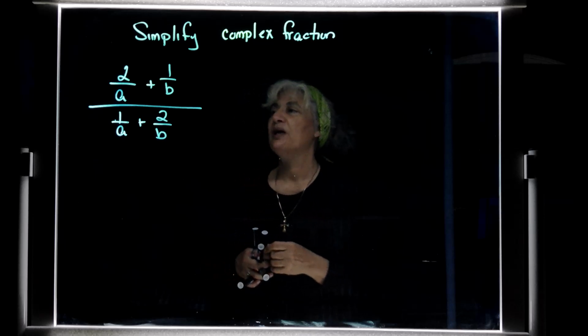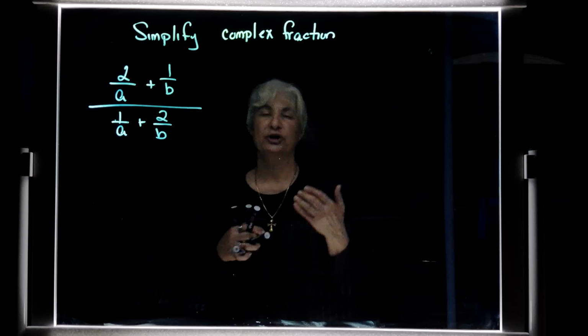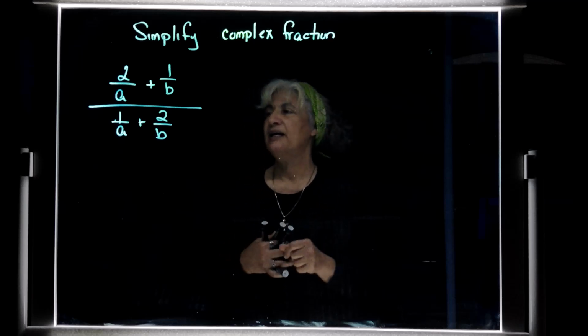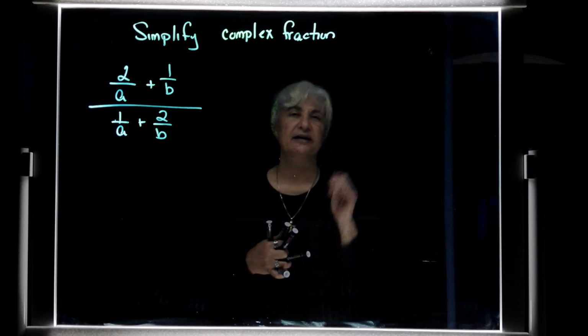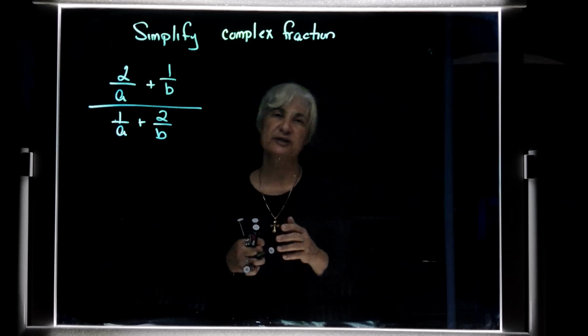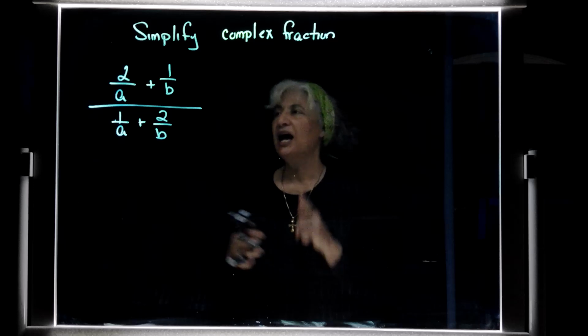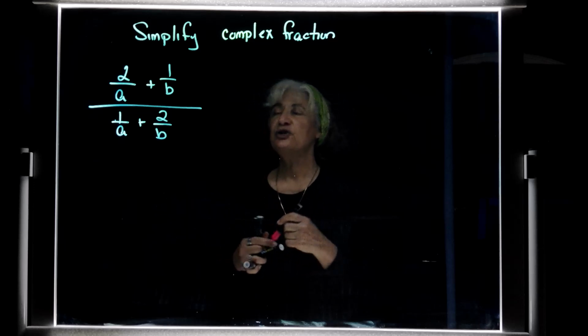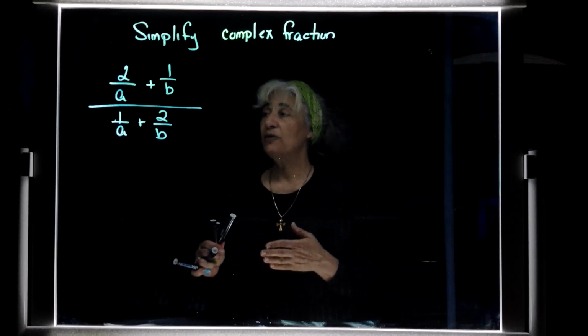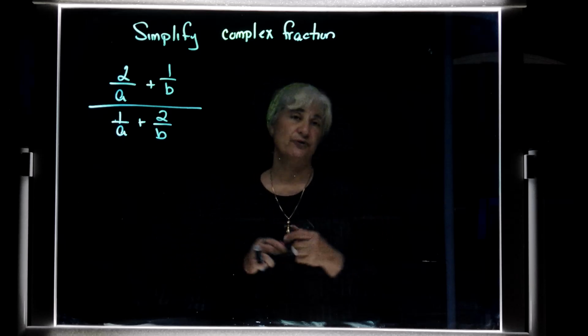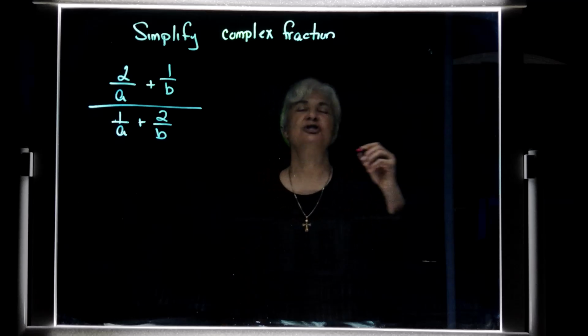All right? It just depends upon what you see, and I'm just going to leave it at that. It depends upon what you see. So here's the deal. What I know is this. I have a numerator, and in the numerator, I have an addition of two fractions. And in the denominator, I have addition of two fractions. So here's what I'm going to do.